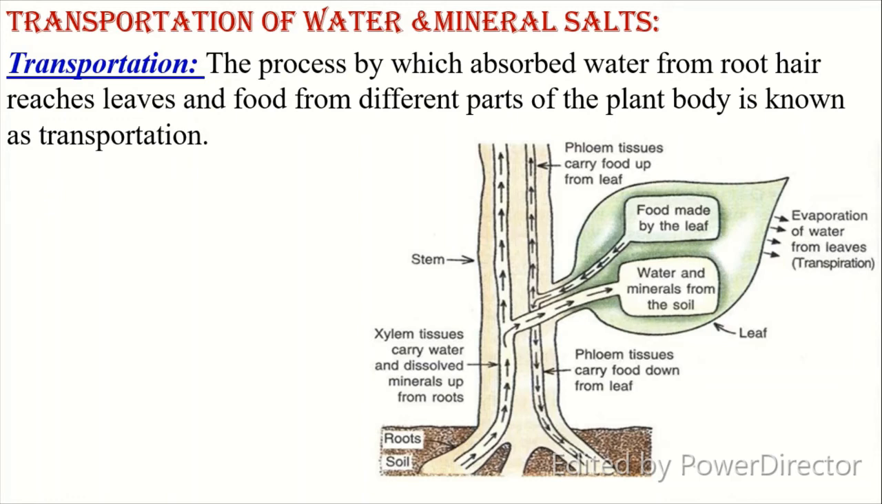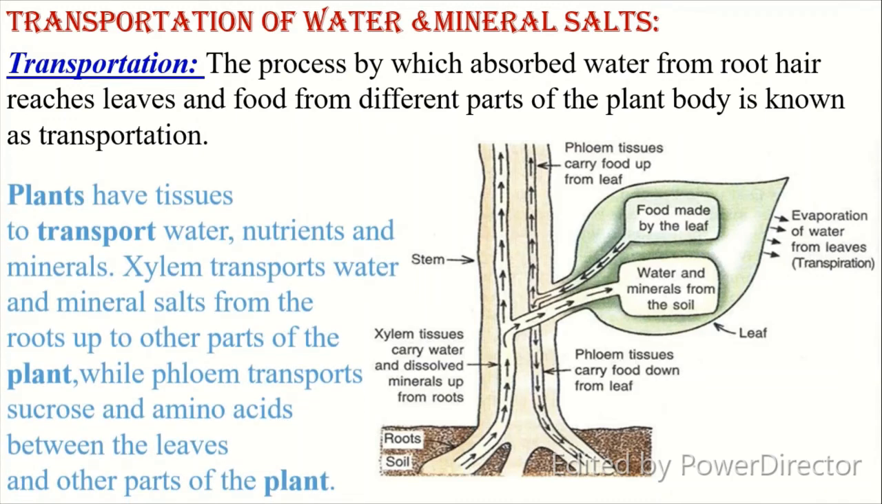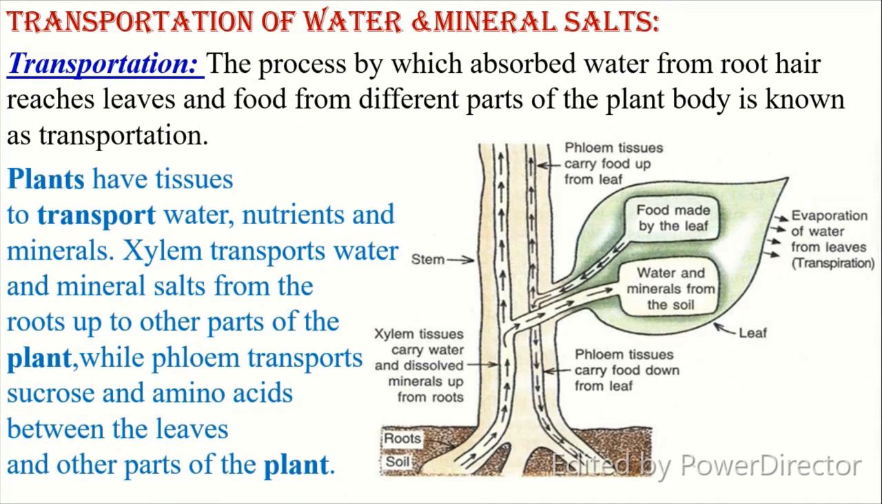You know that the xylem tissue and phloem tissue help to transport water and food materials. That is why vascular tissue is called transporting tissue, because vascular tissue consists of xylem tissue and phloem tissue. Xylem tissue helps to transport water and mineral salt from the root up to other parts of the plant, while phloem tissue transports food materials and amino acids from the leaf to different parts of the plant's body.